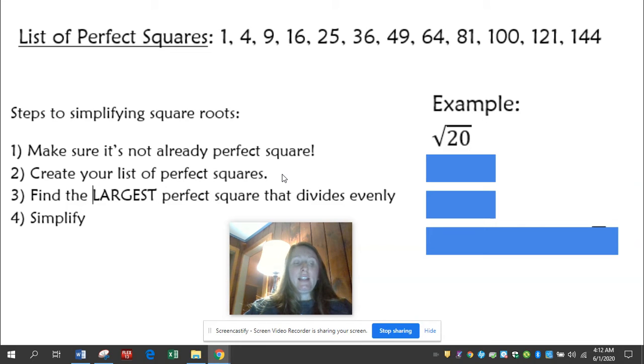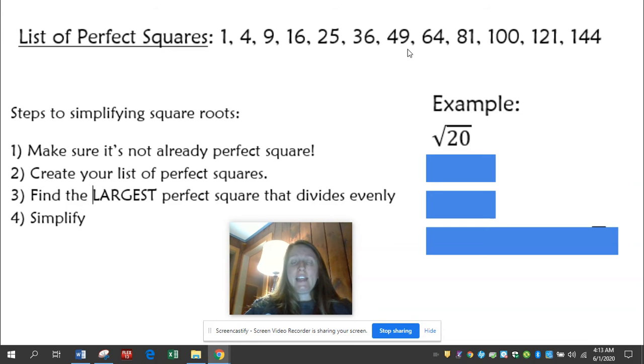Okay, now the next part is you want to find the largest perfect square that divides evenly into this number that you're looking for. So I know the number underneath here is 20, and I'm trying to find the largest number from this list that divides evenly into this. So I wouldn't do 20 divided by 144, and I wouldn't do 20 divided by 121. That doesn't make any sense. I wouldn't get a nice answer.